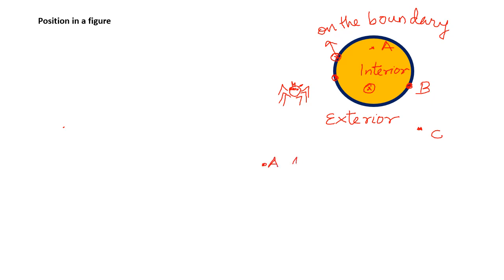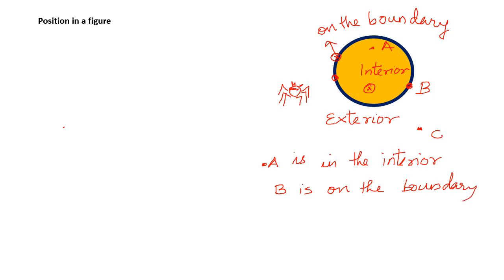Point A is inside, in the interior. Then B is on the boundary. It is on the boundary. And C is in the exterior. So anything, you can say the position of a thing.